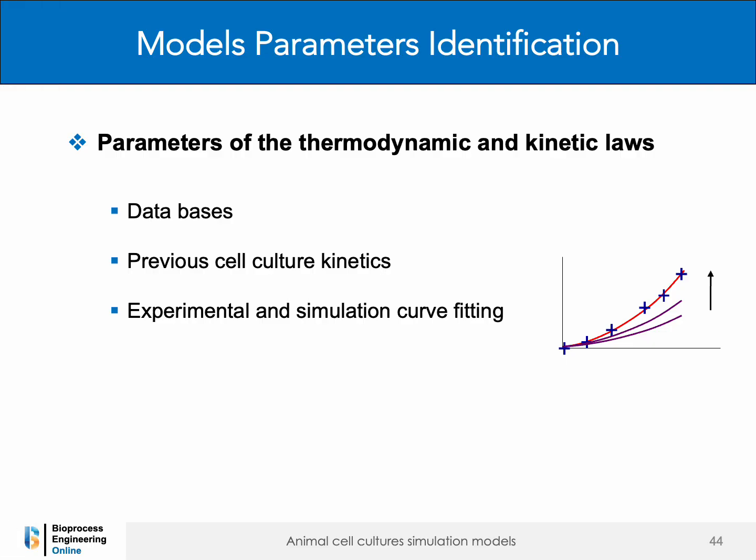In parallel with the numerical integration of the differential equations, a final and essential task is the evaluation of the parameters used in the thermodynamic and kinetic laws of the model. How are these parameter values determined? Some parameters can be obtained from databases or from previous kinetic studies of the fermentation. The remaining unknown parameters are then identified by fitting the simulation results to experimental data, ensuring the best possible agreement between the model predictions and observed fermentation behavior.